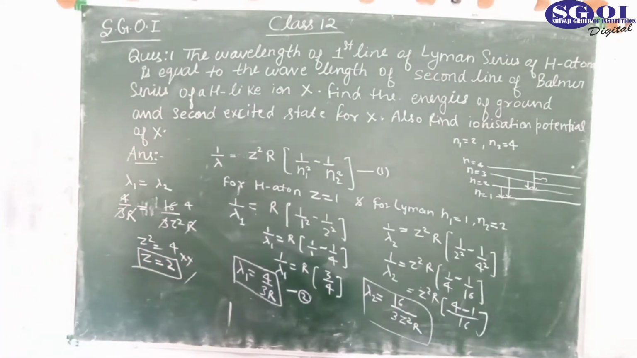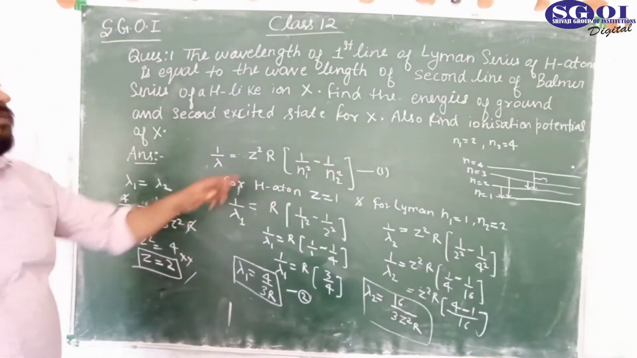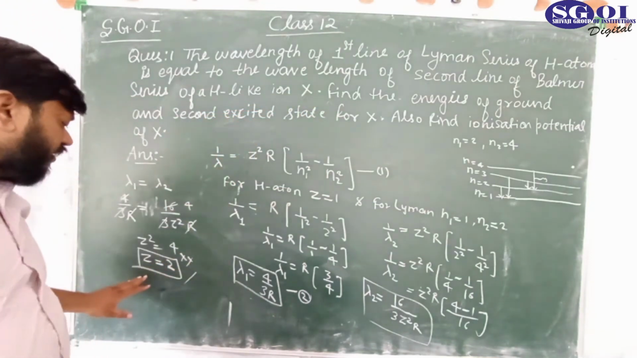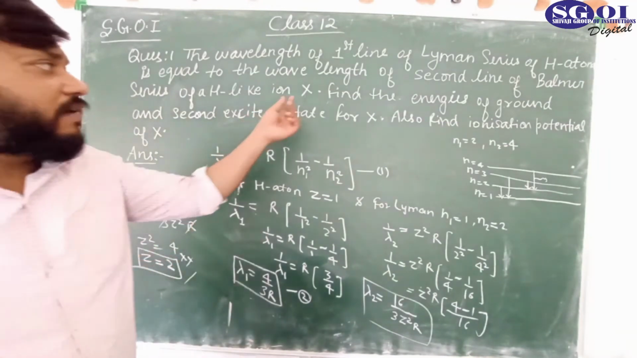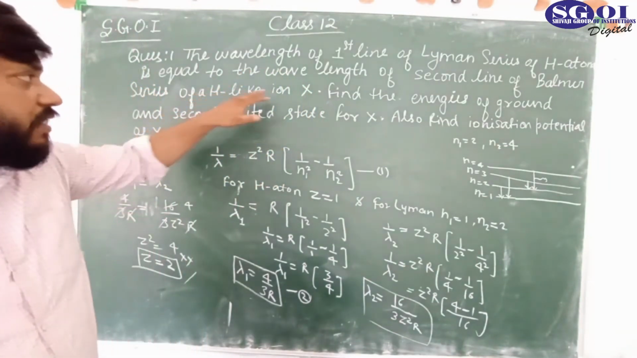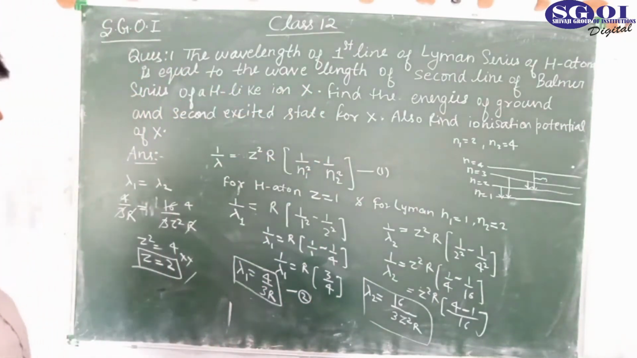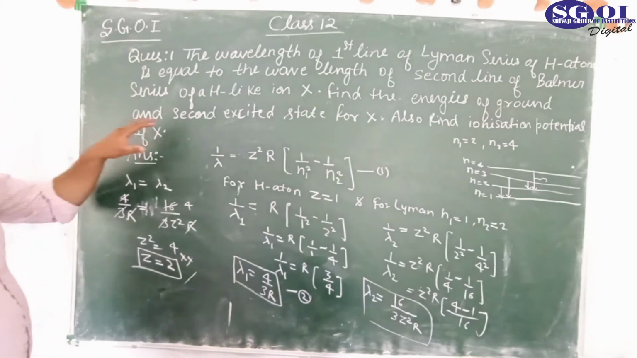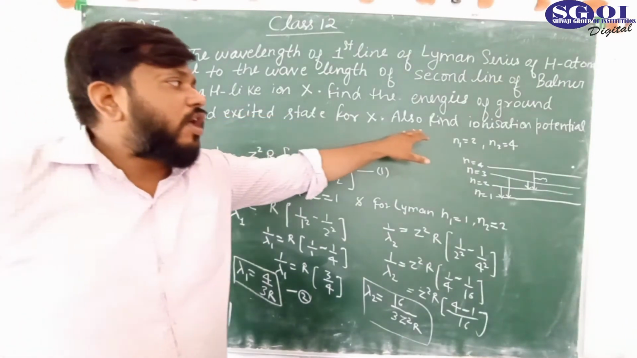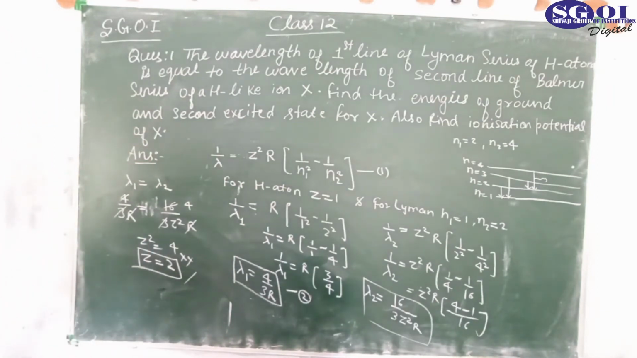So we have found the value of z, which is the atomic number of the element x. What is z? Z is the atomic number of the element x and it is equal to 2. It means now we have information that the ion represented by x is a helium ion, because the atomic number z equal to 2 is for helium. Now we are able to find the energies of the ground as well as second excited state and also we can find the ionization potential of x. So let's solve that numerical problem further.